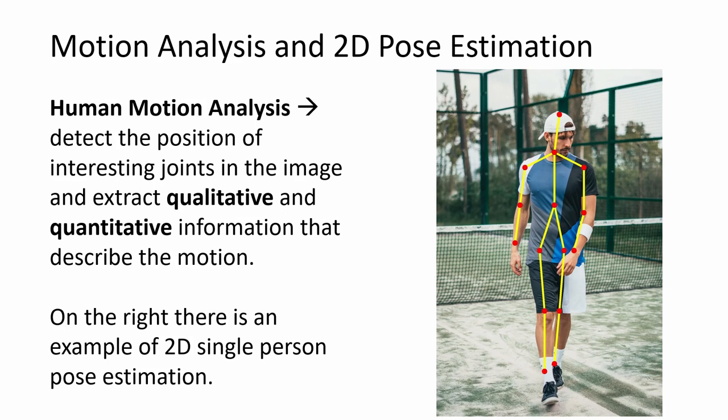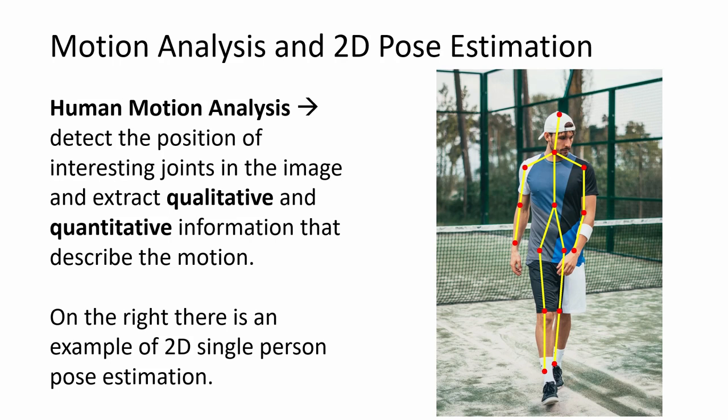So pose estimation is basically detecting some interesting joints in a figure or in a video. We detect some joints in a person or people that are in the scene, and then we connect these joints one with the other to create a skeleton of the person or the people in the image.